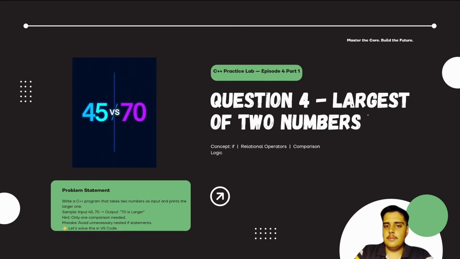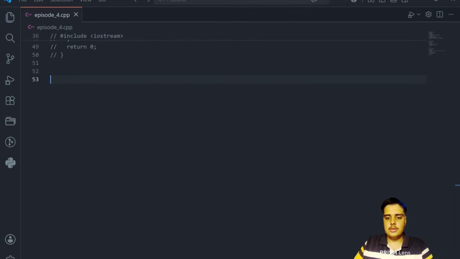You can see here, write a C++ program that takes two numbers as input and prints the larger one. Sample input is 45 and 70, then output should be 70 is larger. Hint is that only one comparison is needed. Mistake to avoid is unnecessary nested if statements. So let's solve this in our VS Code. Let's hop into it. So the next question, to check which number is the largest.